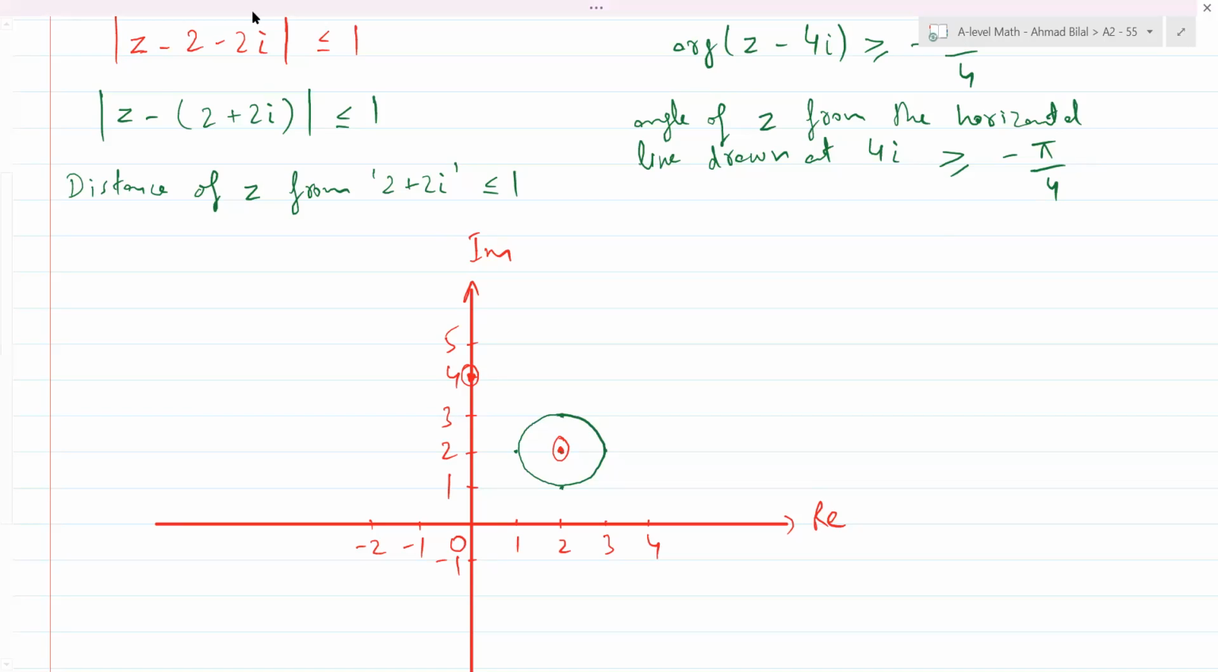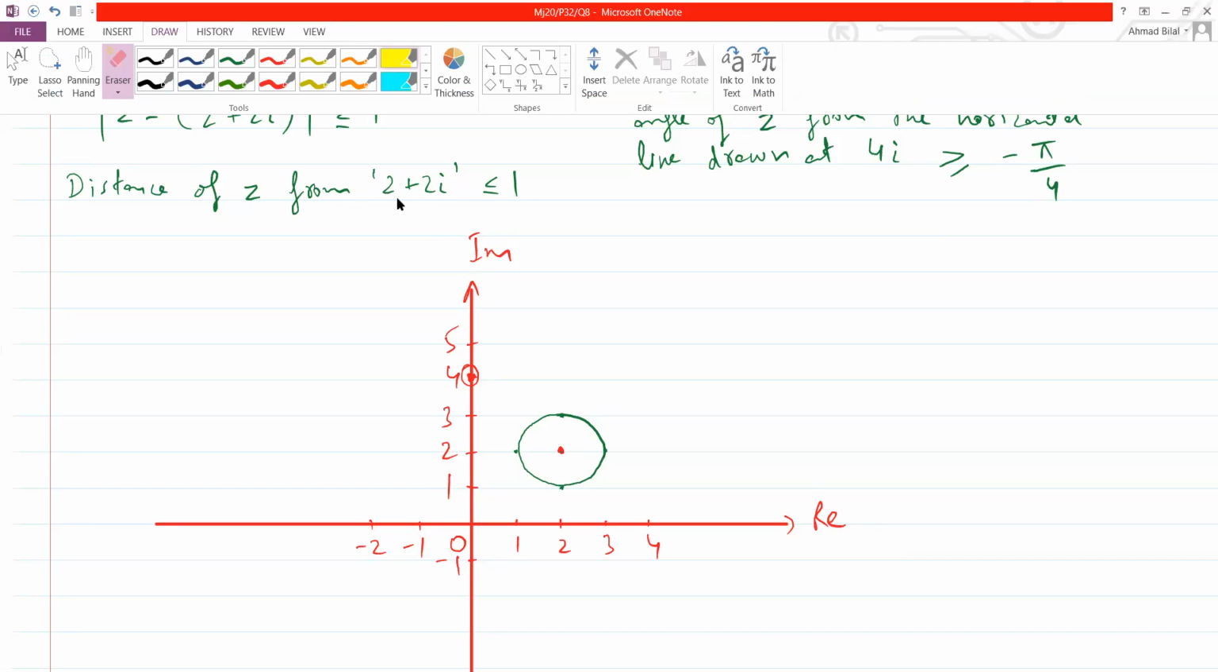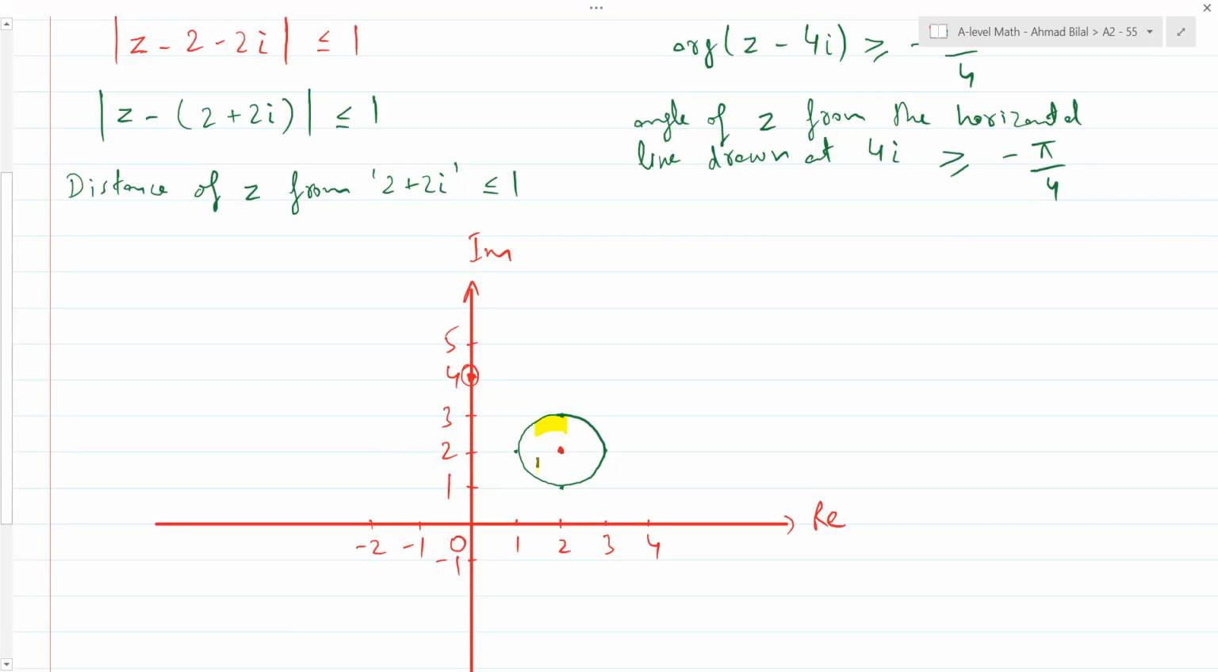So this is the first locus, and of course we can be anywhere inside this circle. So this is the locus of these points. This yellow part.